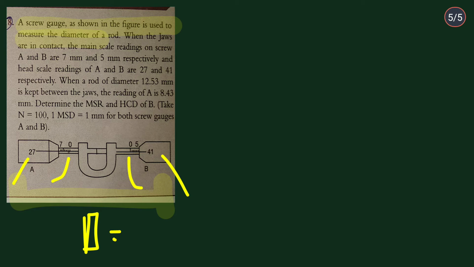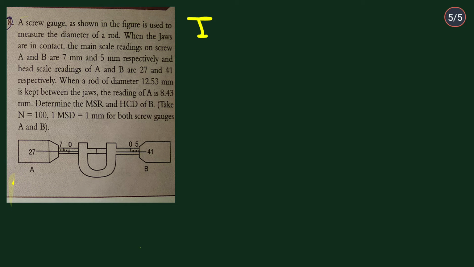The diameter of the rod is given, that is 12.53 mm, kept between the jaws. The reading of A is 8.43. Determine the main scale reading and head scale division of B. Take n equal to 100 and 1 MSD equal to 1 millimeter for both screw gauges A and B. So from this we can find the initial reading.